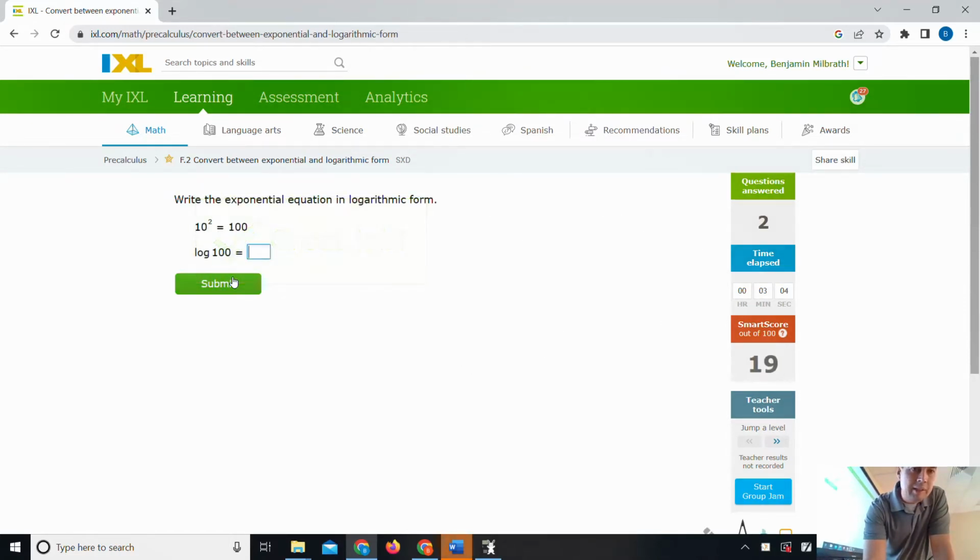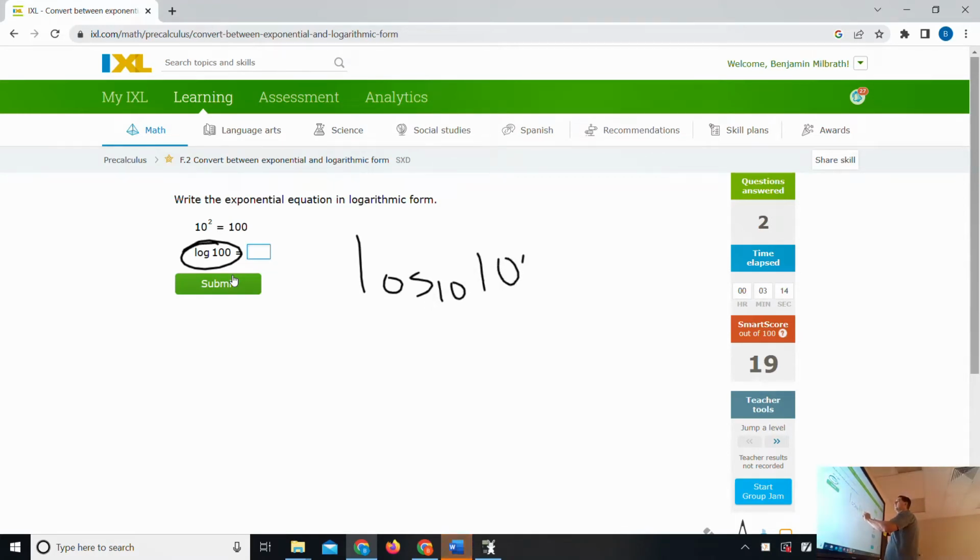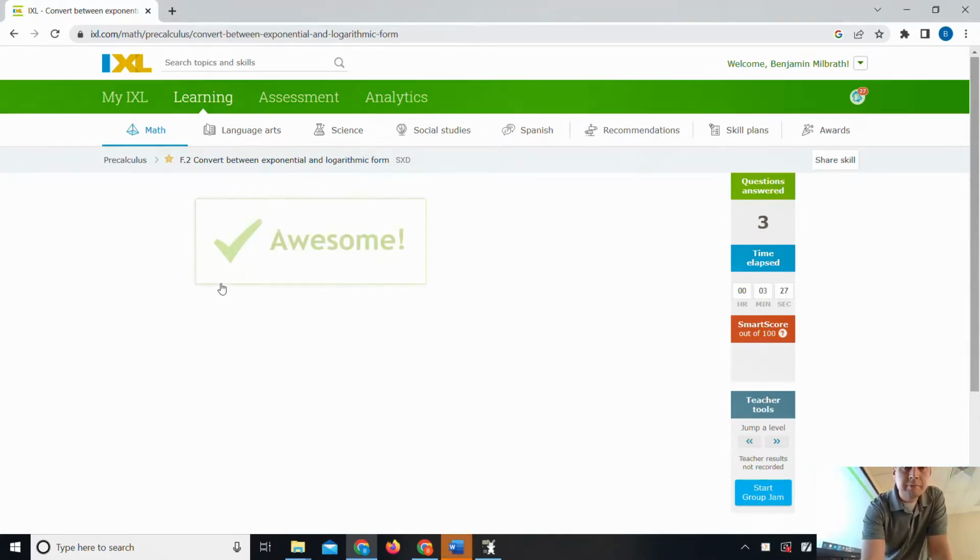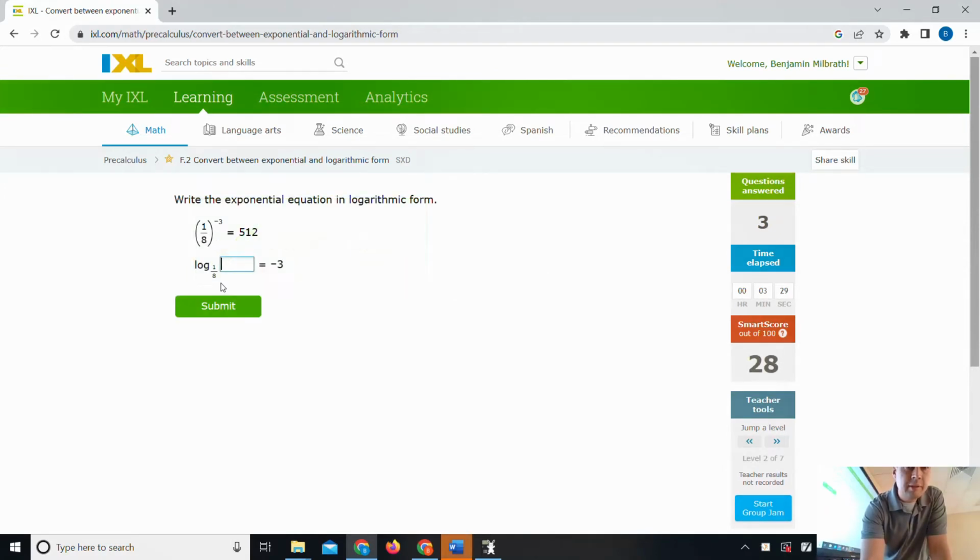Great job. Here is a log with an understood base. Notice that right there. This has an understood base of 10. So the only thing missing is 2. Done. Hopefully your teachers have talked about the understood bases of logarithms. Awesome sauce. Write this one in exponential form.